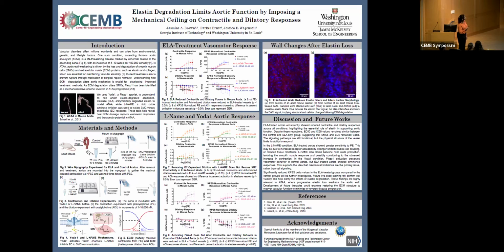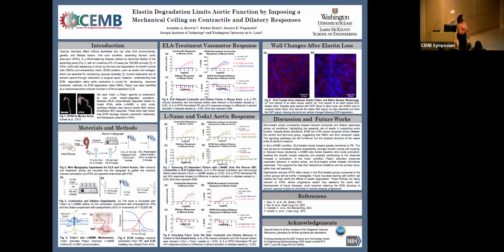Then moving into our results up here. So this is for our control group, so nothing added, just the aorta itself, compared with our elastase-treated aortas. Here, this is the contraction and also the dilation response to both. So we can see very clearly the large difference between elastase-treated vessels versus our control. So we can say that their forces are heavily diminished.